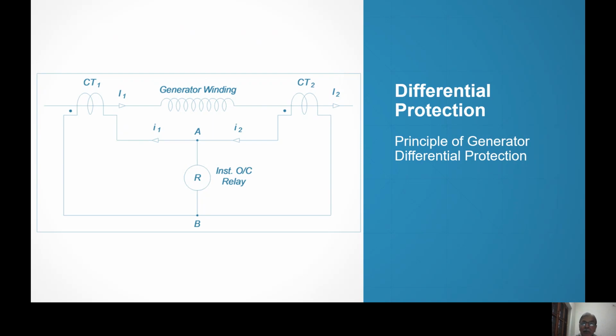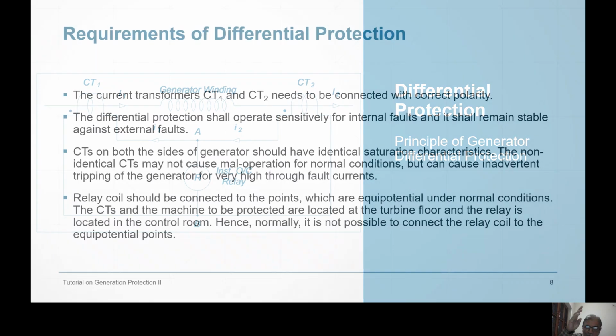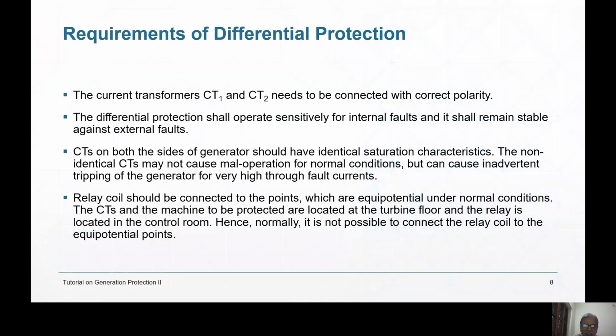They may match for rated currents, but when an external fault occurs, 10 times, 20 times the current is passing. 20% is the subtransient reactance, so 5 times normal current, which is 10,000 ampere, means 50 kiloampere of current is passing. So at that time, CTs will saturate and not equally saturate. There will be a mismatch, and therefore the current I1 minus I2 will pass. And because we have sensitively set, it may operate. So that it may not operate for external fault, you have to do something.